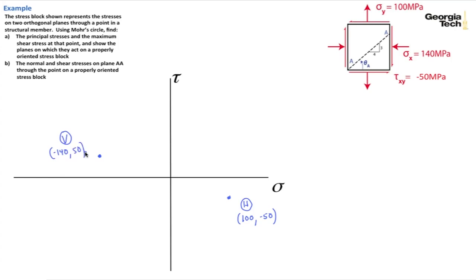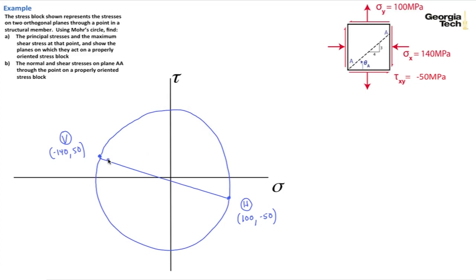Now I'm going to go ahead and draw a line between those 2 points. And I'm going to go ahead and draw my Mohr's circle. And that's about as good a circle as I can draw. Pretty close.